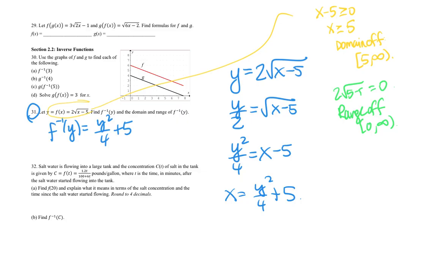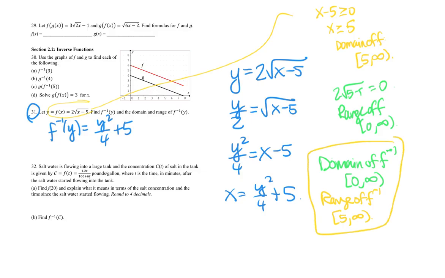So that means that for my inverse function, the domain of f inverse will be equal to the range of f. So it's 0 to infinity. And the range of f inverse will be the domain of f. So it switches. So 5 to infinity. So there's your domain and range for f inverse.